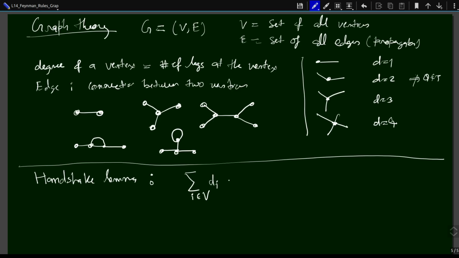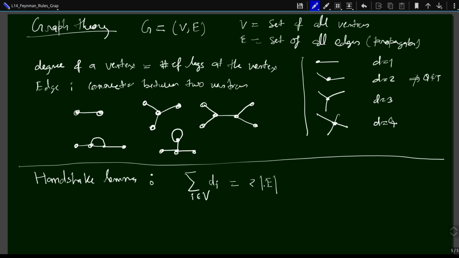So if I sum all the degrees of the vertices, what am I doing? For each vertex I sit and count how many legs are connected to that vertex, and I do it for each vertex and sum over the graph. So what is it equal to? If you see the definition of an edge, each edge is connecting two vertices. That means each edge is getting counted twice, once at one end and a second time at the other end. So if I sum up the degrees of all the vertices, I expect to get 2 times the number of edges in the graph.